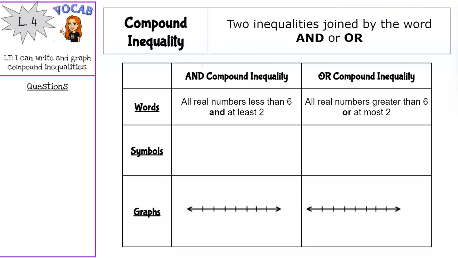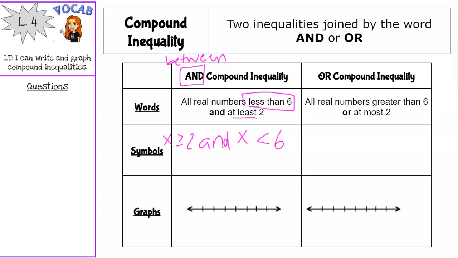So an and compound inequality, we also call it a between compound inequality because it's between two numbers. So in words, all real numbers less than 6 and at least 2. So the word at least means greater than or equal to, so x is greater than or equal to 2. So it's both of these things. Like each number will fit both of these things.